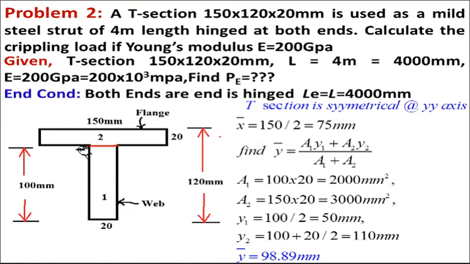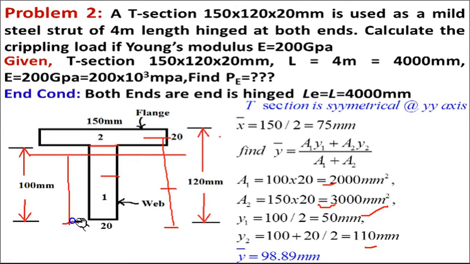So A1: this total is 120, from that you deduct this 20, here you will get 100. So 100 into 20 will be A1. Section 2 is 150 into 20, that is A2. Y1 means the center of this particular figure from the bottom, it will be half of 100, that is 50 mm. Then the center of section 2 from the bottom will be this 100 plus 20 by 2, that is 10, means 110 mm. If you put in A1, Y1, A2, Y2, you will get y bar, and y bar is 98.89 mm.